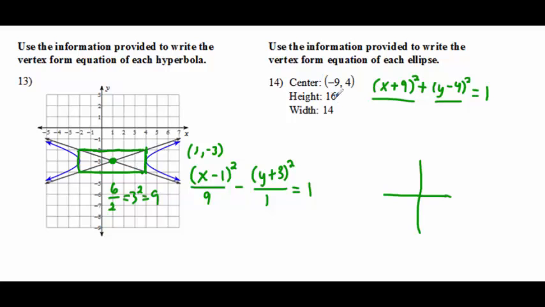So if it's 16 for my height, then I need to divide that by 2 so that I can get how much I went up and down. So that's 8, and then I square 8, and that's what goes on the bottom of y, because height has to do with y, because it's up and down. So we half and square 16 and get 64. And then we half and square here and get 49.